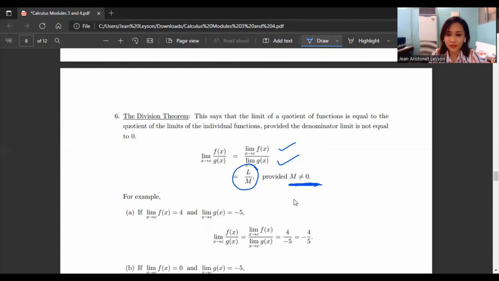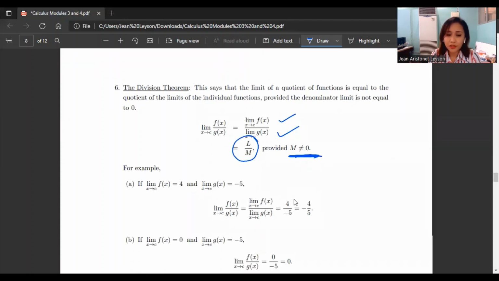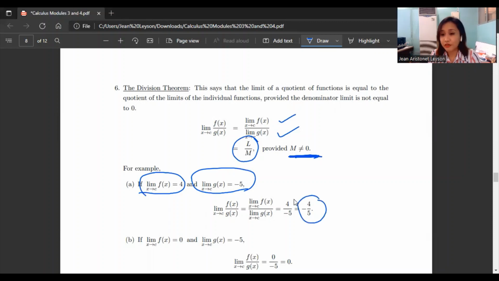So for example, still using the given earlier, L is 4, M is -5. So simply divide. So that's 4 divided by -5. That's -4/5.